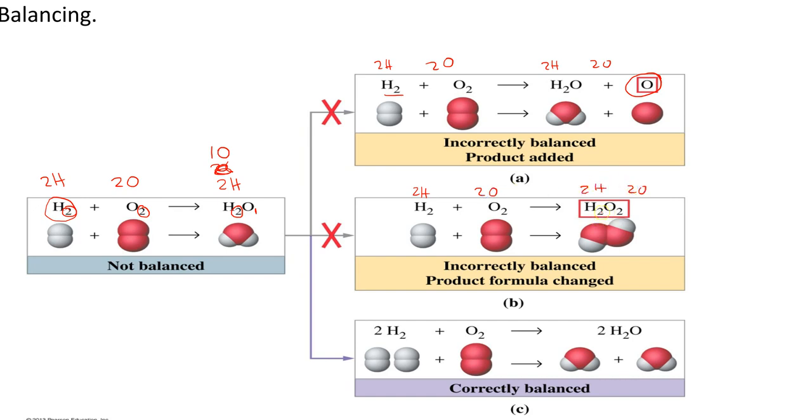But here, I no longer have water. This is referred to as hydrogen peroxide. That's a whole different chemical. So you can't balance by putting a 2 at the end of the formula. That's a no-go. You can't change the identity of the chemical. The only thing you're allowed is to put numbers in front.